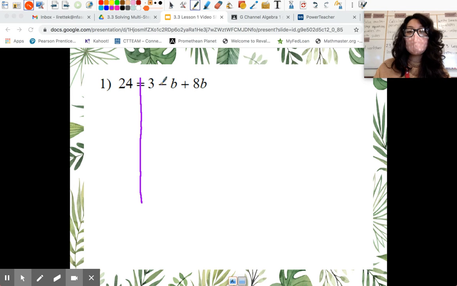I have a minus b and a plus 8b. They both have b's. I need to combine them. Remember that a variable without a number in front really means there's an invisible 1 there. You may want to write that in just as a reminder. It's not a 0, it's a -1. So I need to combine -1 with +8. If you do that, you should get +7.